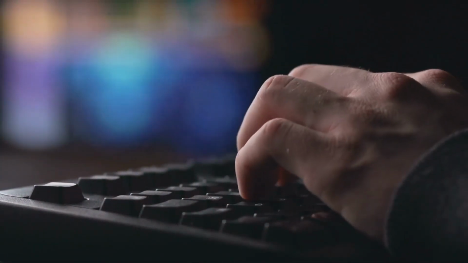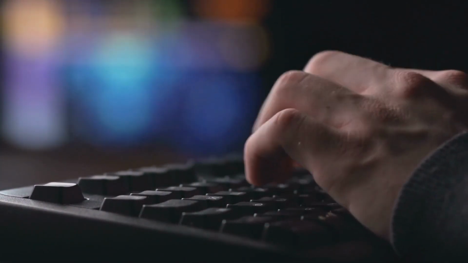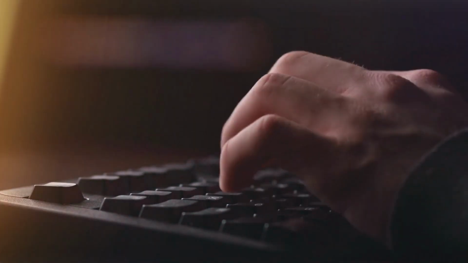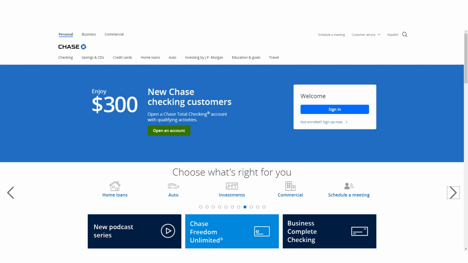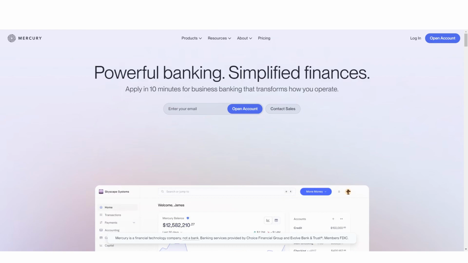When it comes to choosing a bank for your business, you want to make sure you're selecting the best option for your needs. Two popular choices are Mercury Bank and Chase. In this video, we will compare the features and services of these two banks to help you determine the best fit for your business.